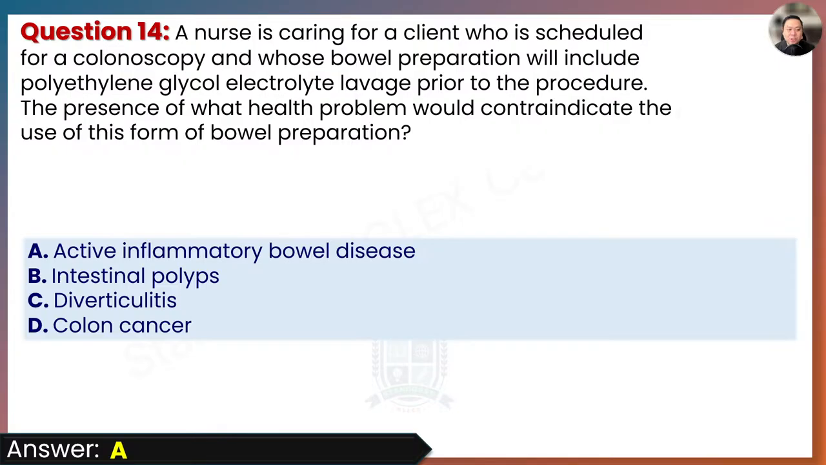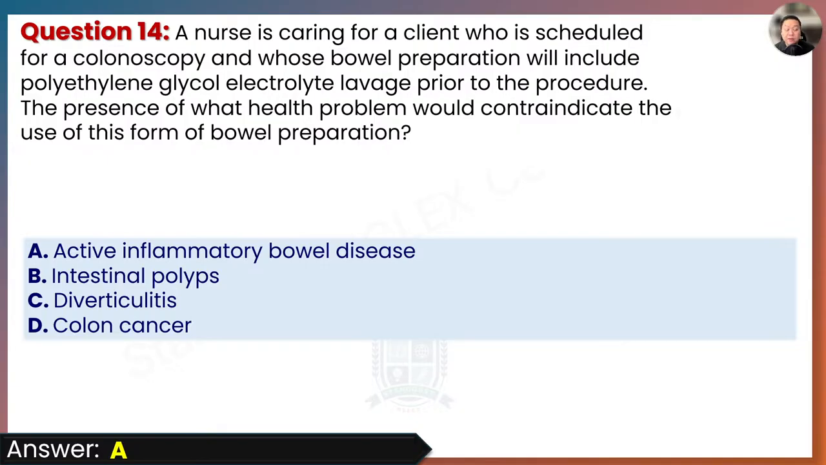And why is this going to be contraindicated? Well, when there is active IBD or a flare-up, the colon lining is already inflamed and fragile, and the large fluid volume that is being taken in, and also the increased peristalsis caused by the PEG, can worsen the irritation, increase the discomfort, and also increase their risk of perforation. There's going to be tearing in their bowel wall. And so for patients with IBD, inflammatory bowel disease, gentler bowel preparation options are often preferred.